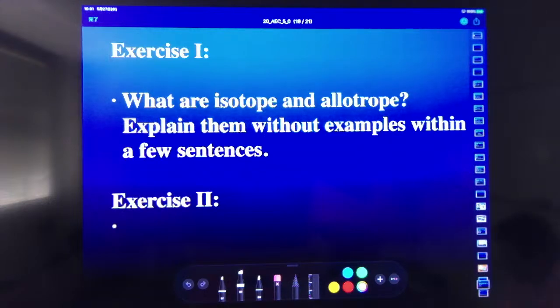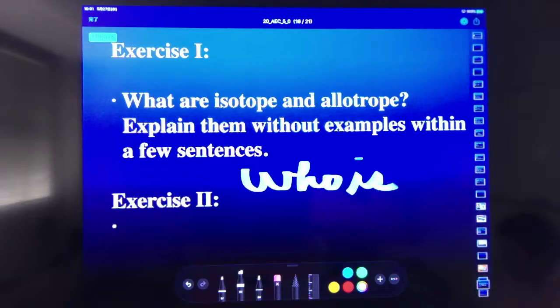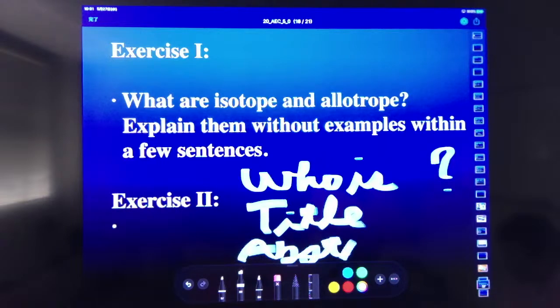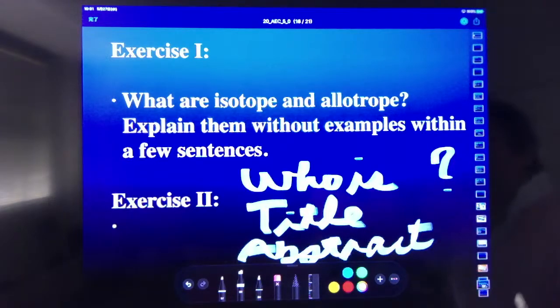So who is your supervisor? And what is the title of your research project? And abstract your research project. But in the abstract, you do not use specific acronyms which work only in your world.